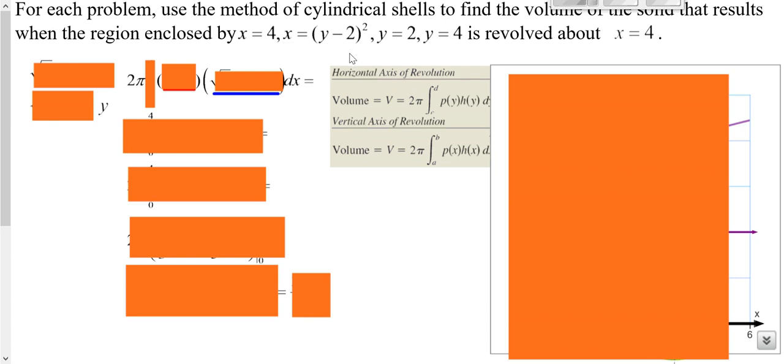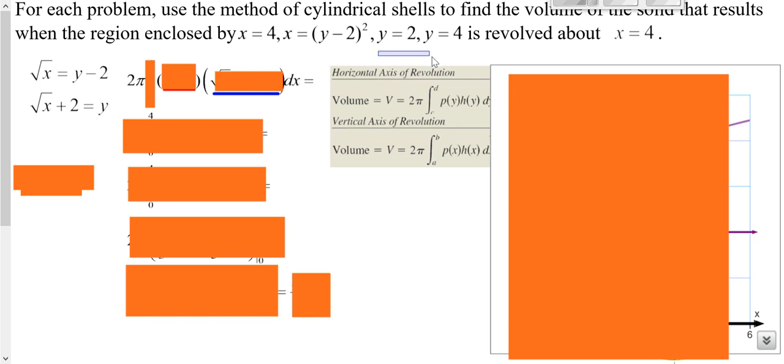This is a parabola, but it might be easier to go ahead and solve this for x. So we could take the square root of both sides, and then add 2, and we get this. Now it's really plus or minus here, but because I know I'm dealing with my y's being between 2 and 4, I know I'm going to be dealing with the positive root, not the negative root.